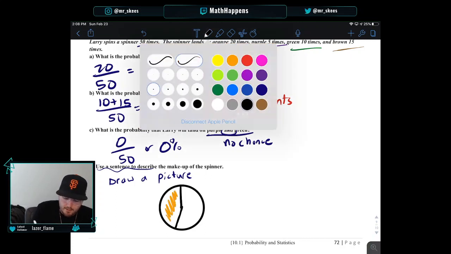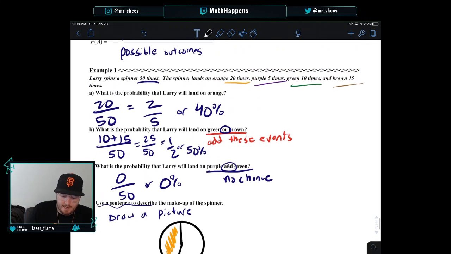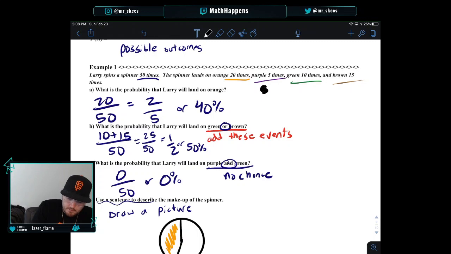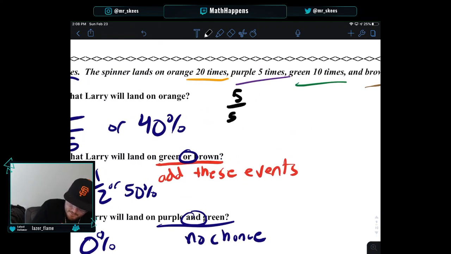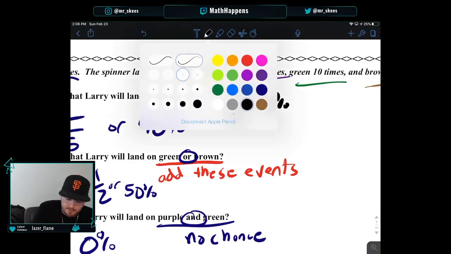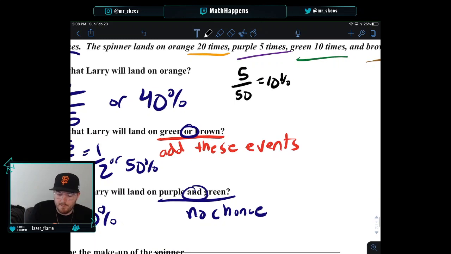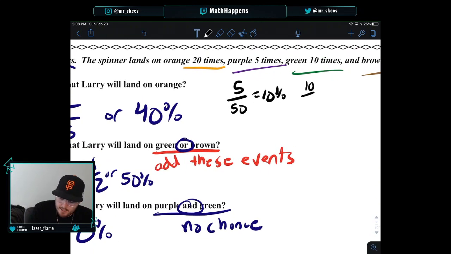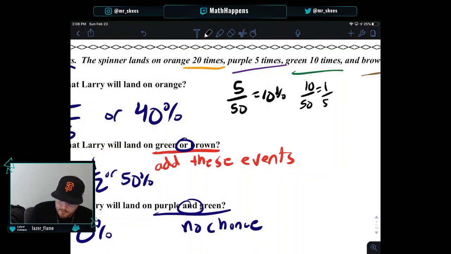Going along with that, right? 5 out of 50. 5 out of 50 is 10%. So 10% of the spinner is purple. 10 out of 50, or 1/5, is 20%.